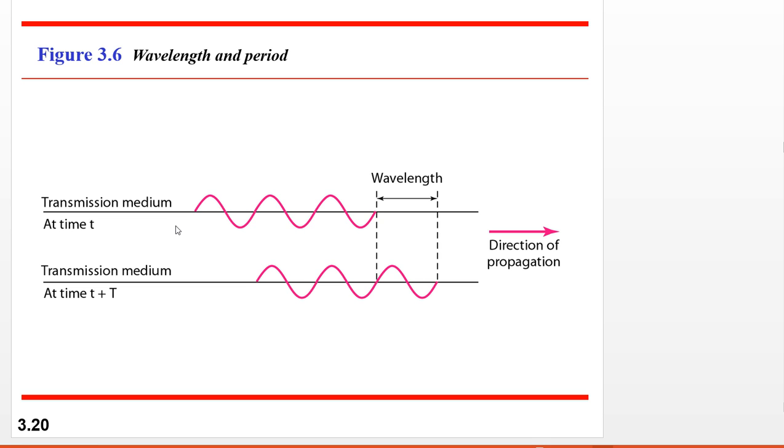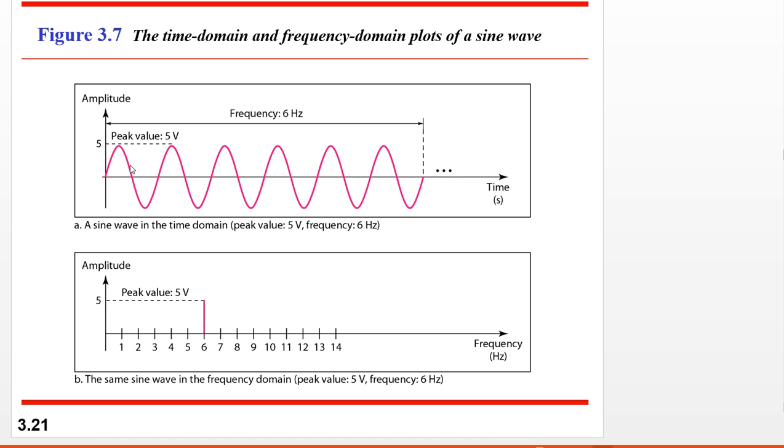Wavelength is a length. The horizontal length between two peak values, or two lower ends, or two upper ends, becomes the wavelength. Here you can see the transmission medium at a time t, and the wavelength. The second one is at a time t plus T, and the direction in which the waves are moving is given. So don't worry about this. Here this is just a simple signal for the wavelength.